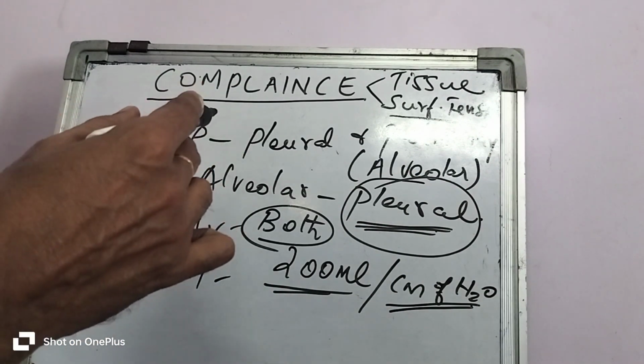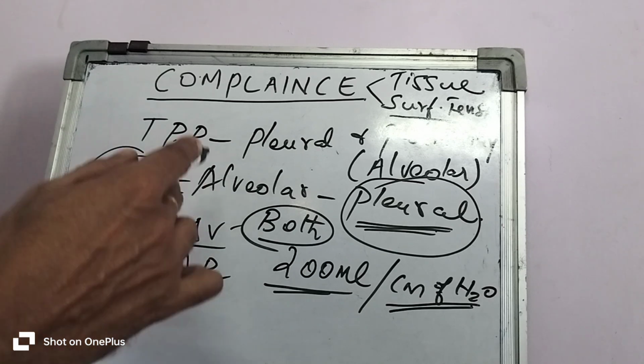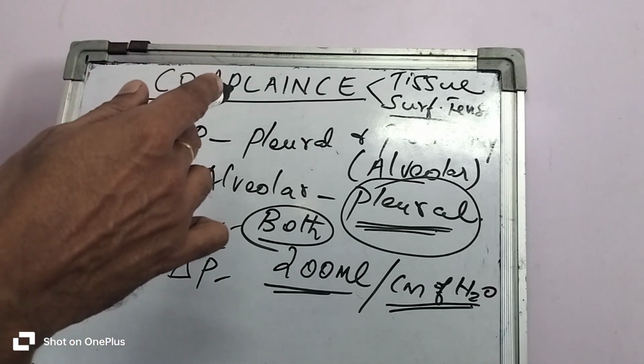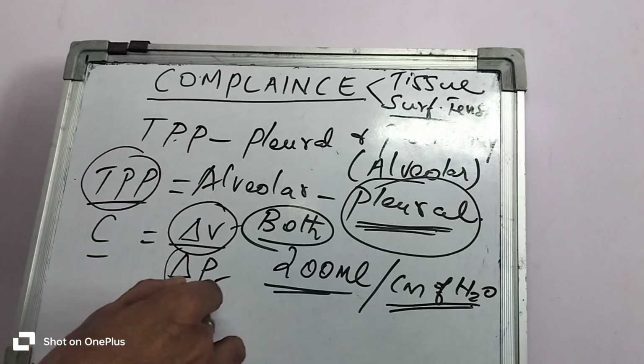So in a nutshell, compliance is the change in the volume per unit change in the transpulmonary pressure, and it is a measure of the elasticity of the lung, and it is defined as the extent to which the lung expands for a unit increase in the transpulmonary pressure.